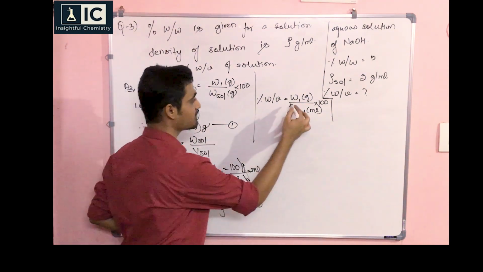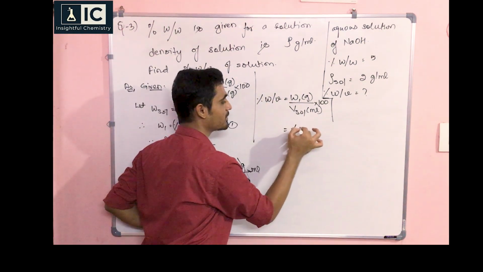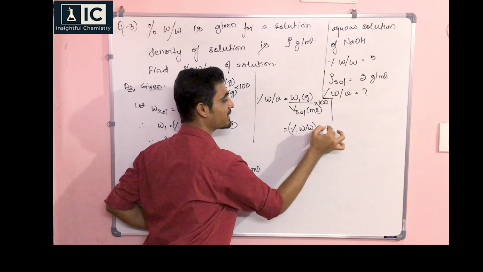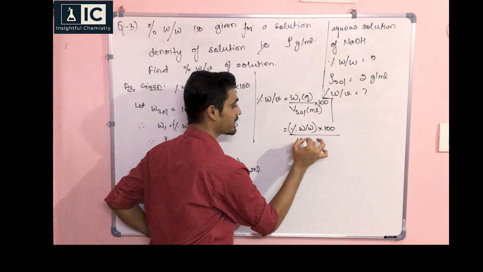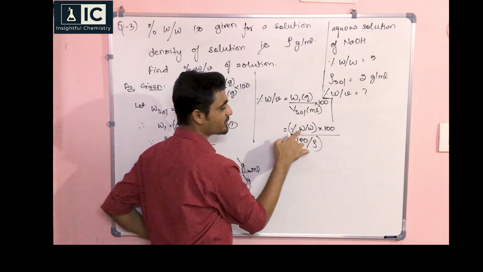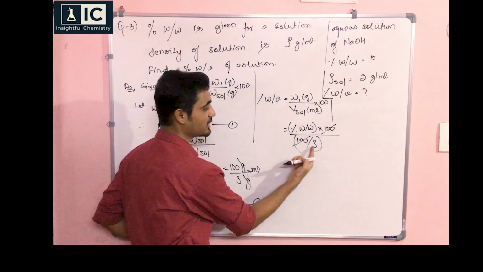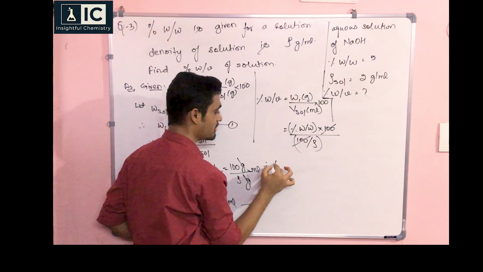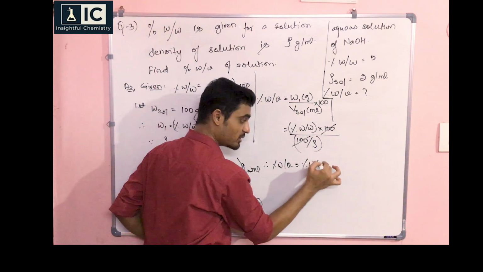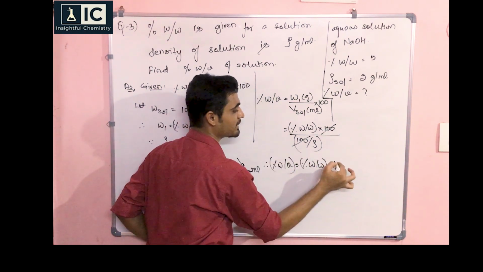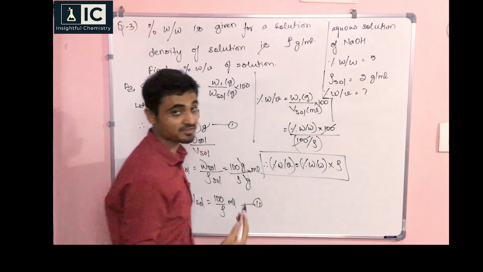Done very easily. Put here, what is W1? Percent W by W multiplied by 100, divided by 100 by rho. So 100 by rho, this should be in gram and this should be in ml. So 100 and 100 will get cancelled, rho will go above. Therefore percent W by V is equal to percent W by W multiplied by rho. And that's your formula which we just memorized.